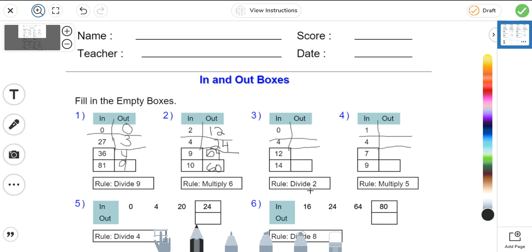All right, let's take a look at number 3. Divide by 2. Again, the power of 0 means it's 0. 4 divided by 2 is 2. 12 divided by 2 is 6. 14 divided by 2 is 7.